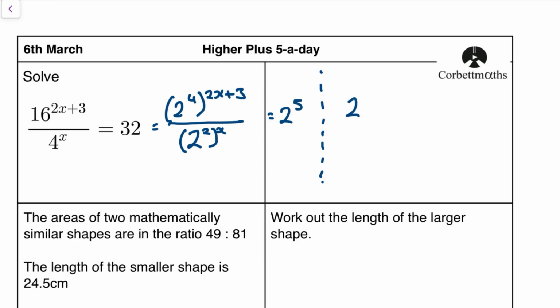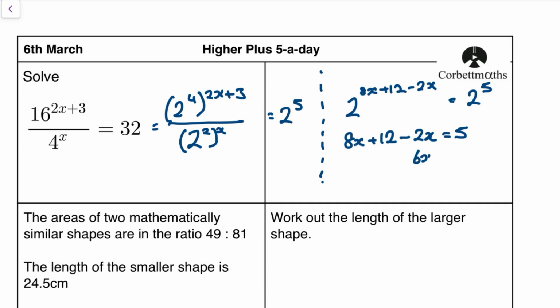Expand the bracket, so 4 times 2x is 8x, 4 times 3 is 12, and then I'm taking away 2x, which is because I'm dividing in the denominator, and that's equal to 2 to the power of 5, which means therefore it must be the case that the indices are equal. In other words, 8x plus 12 minus 2x is equal to 5.